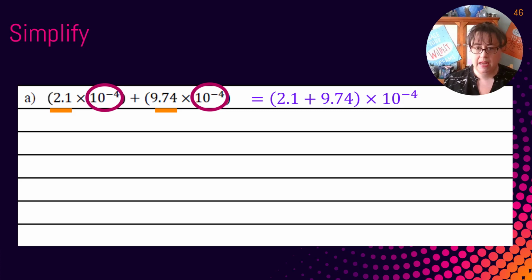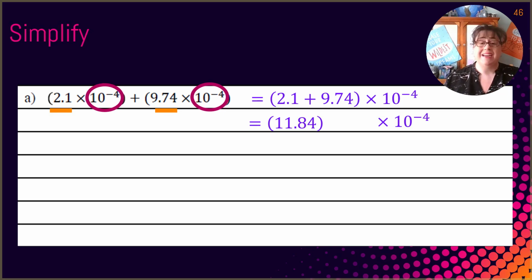So 2.1 and 9.74, when we add that, is 11.84. And just rewrite that power of 10 because we need to make sure that we have that. So when I look at that number, it is not in scientific notation. So I need to make it into scientific notation. There are some people that can do this next step without writing anything down, and more power to them. I am not one of those people. So the first thing I do is I take that number and make it into standard form.